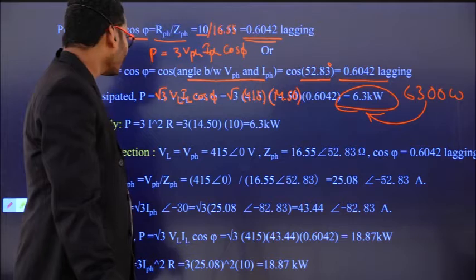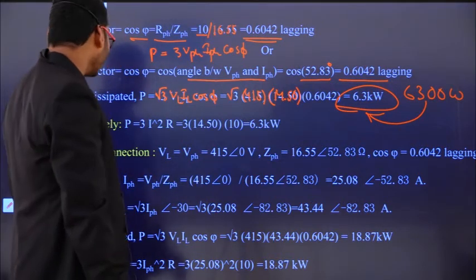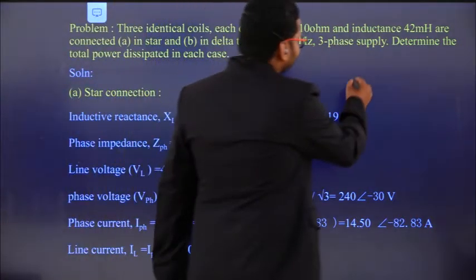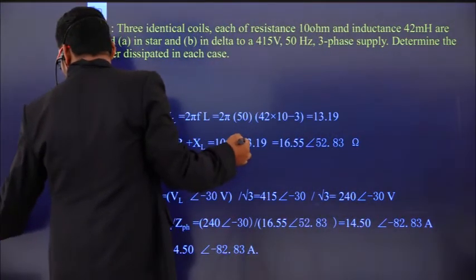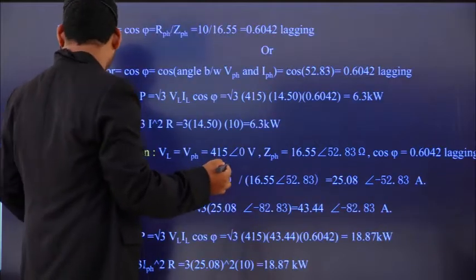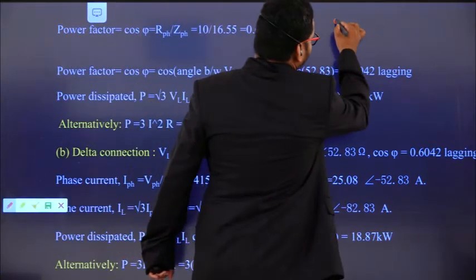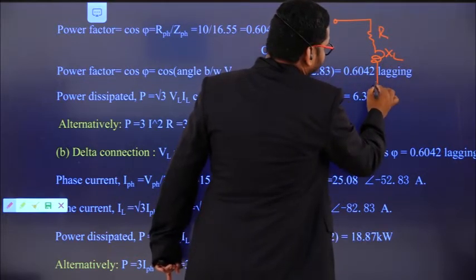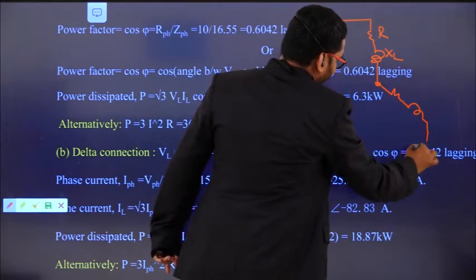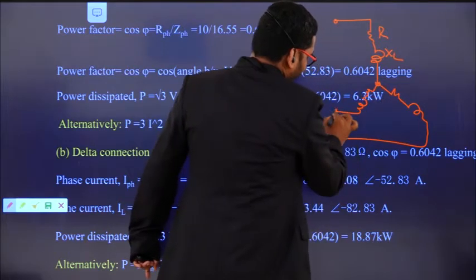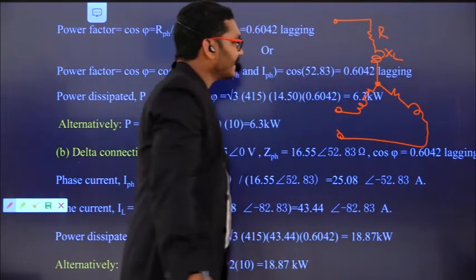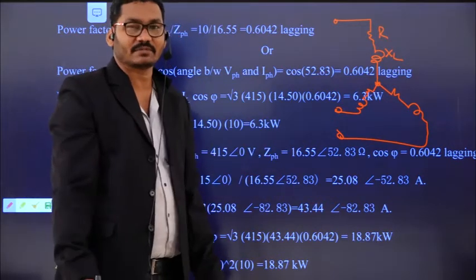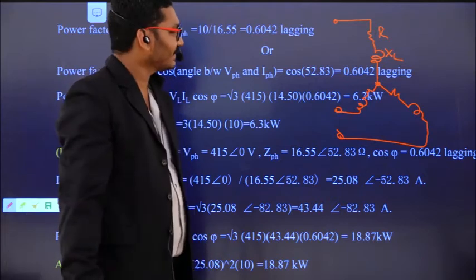Okay, so alternatively you can also find it like this. If you see here, for one phase, this is R, this is XL. Power dissipation is only from the resistance. The reactance will not dissipate power, it will store the energy.